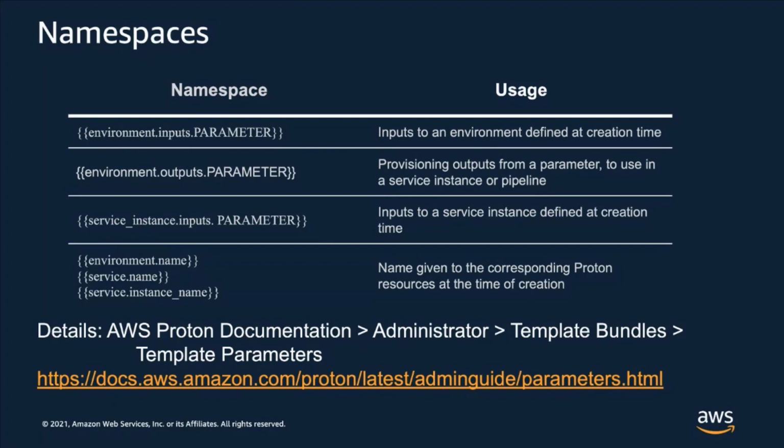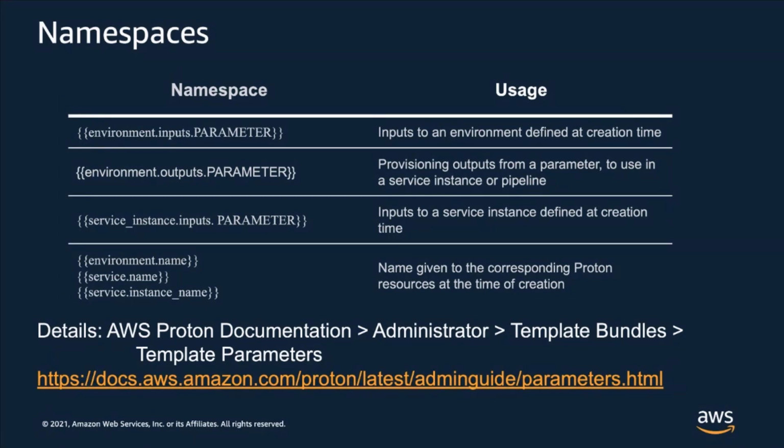I very much encourage everybody to go to the Proton documentation to see more details. But when you are working with Proton, one of the things you're going to be doing is using these Jinja parameters that we can see here in double curly brackets to represent different types of inputs. Environment inputs or service inputs are provided by the user at the time of creation. Environment outputs are the ones we just saw in the previous screen. And in addition to that, Proton provides access to some fields that are generic for every single resource, like name. There are a couple more that are in the documentation.